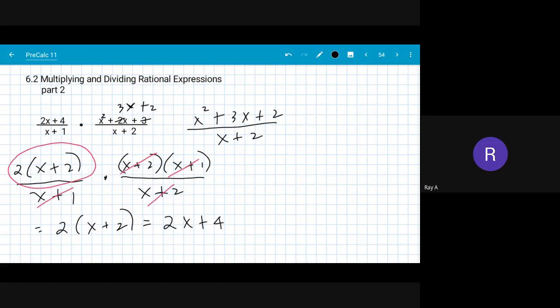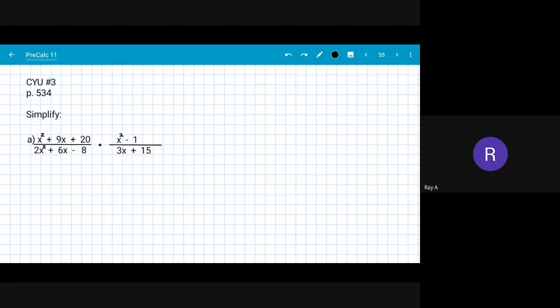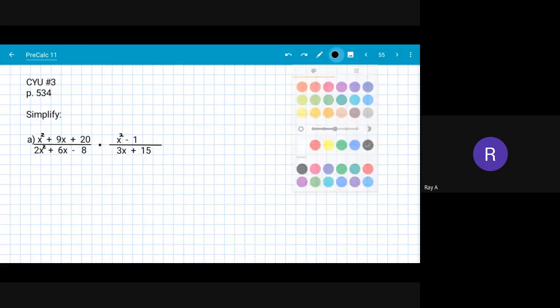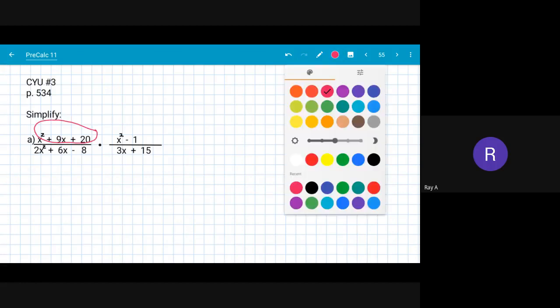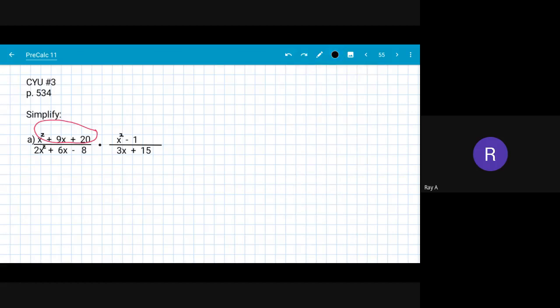Okay. All right. So let's go to the question in CYU number 3. Simplify. So you're multiplying two rational expressions. So as you can see, it's sort of complicated for each one. Let's begin by factoring out the top here. All right. Let's factor out the top. X squared plus 9x plus 20 is x plus 4 times x plus 5. Now, how do we factor this out? The bottom.